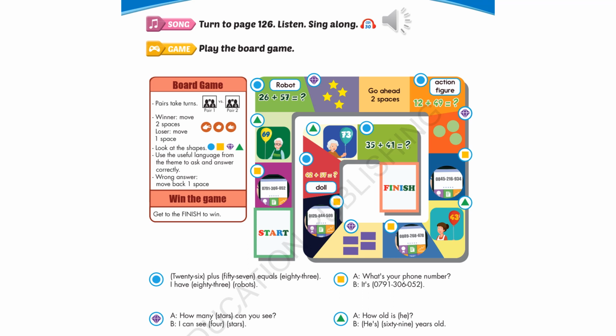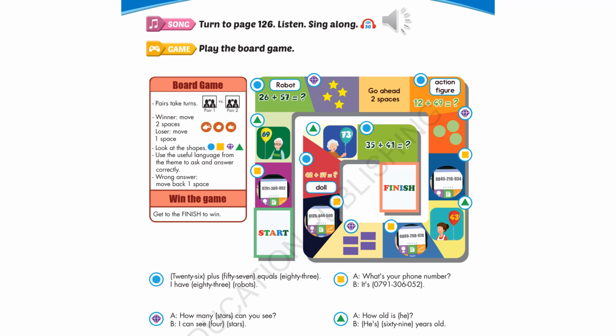How many shapes can you see? I can see 2 triangles. I can see 3 squares. 2 triangles plus 3 squares is 5. 5 shapes. I can see 5 shapes.